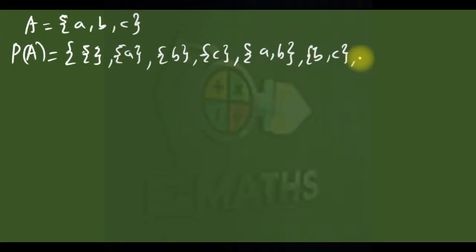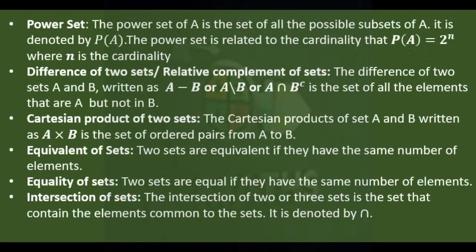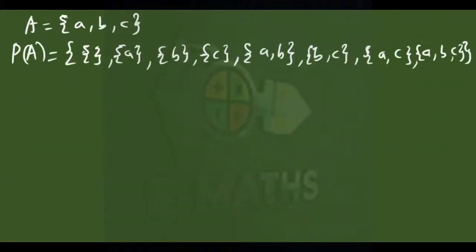Yes, we can still have AC. And finally we have A, B, C. So how many? 1, 2, 3, 4, 5, 6, 7, 8. Yes, power sets. So from this formula you can still get it where n is the cardinality. Remember I told you n is the number of elements. So the answer from this is 8.